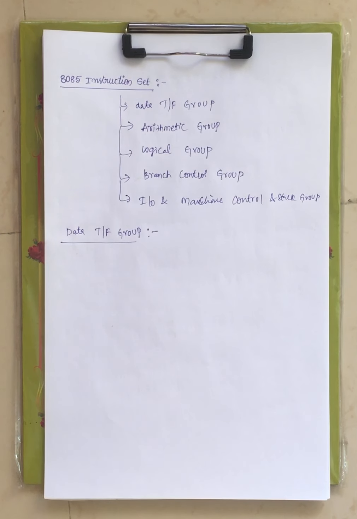That means by using any instruction, if you are transferring data between registers or memory, all those instructions come under this data transfer group, right? By using an instruction, if you are transferring data from register to register, or register to memory, or memory to register, all those instructions come under your data transfer group, right? Now let us see the set of instructions under the data transfer group.